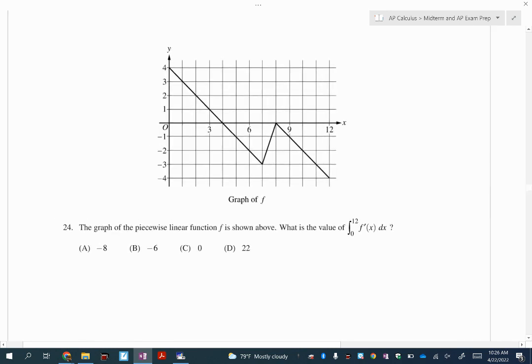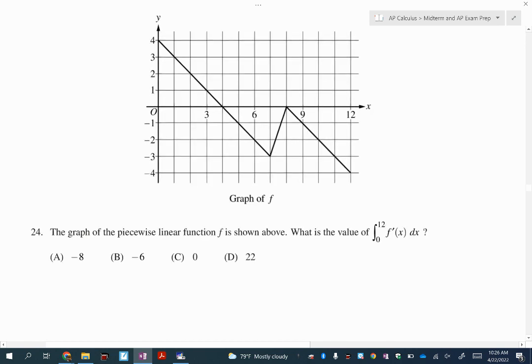24. Okay, they give us the graph of f of x, and they're telling us what is the value of this integral right here, right? Do you guys remember when you see an integral of a derivative, what is the antiderivative of the derivative?